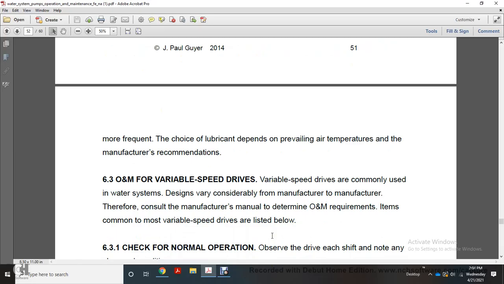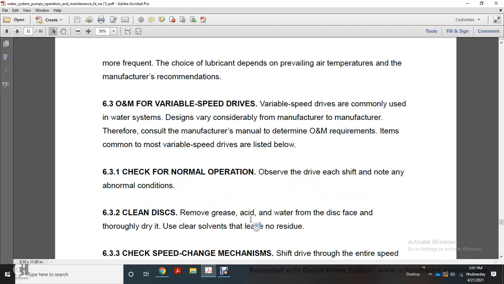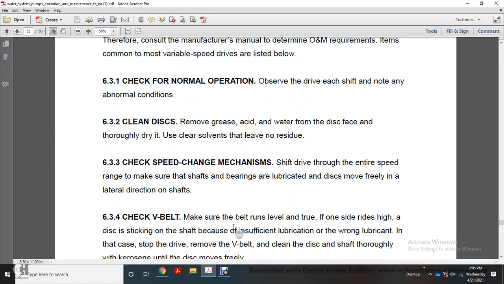Operation and maintenance of variable speed drives. Variable speed drives of the type used with water systems vary by design, so consider the manufacturer's manual to determine operation and maintenance requirements. Items common to most variable speed drives are listed below. Check normal operation: observe the drive each shift and note any abnormal conditions. Clean the disc: remove grease or acid water from the disc face and dry thoroughly. Use a cleaner that leaves no residue.